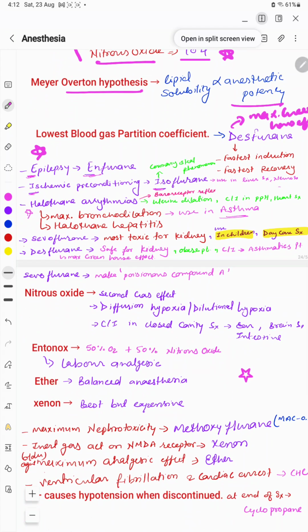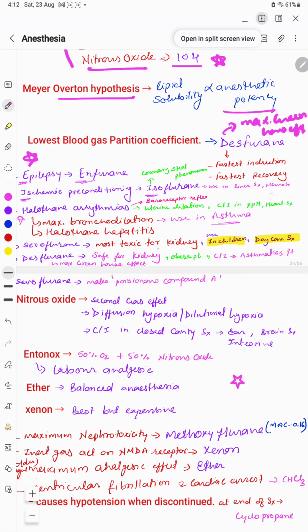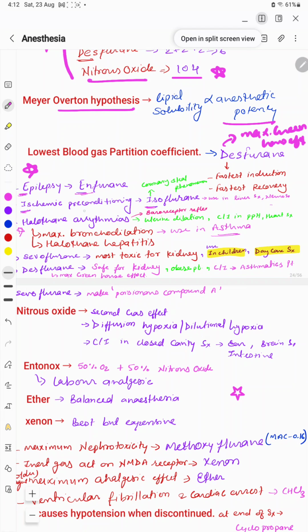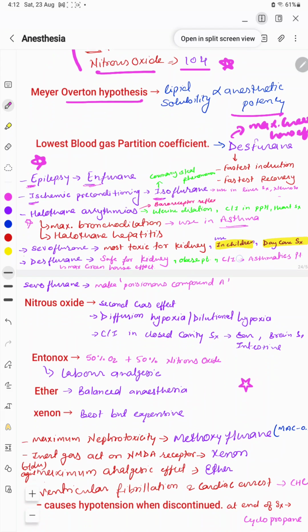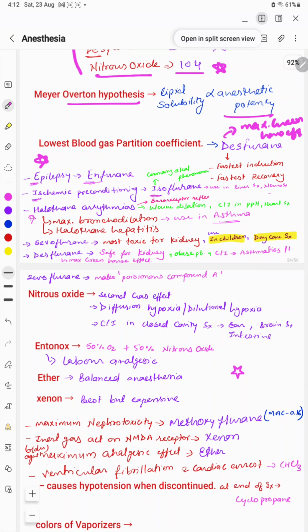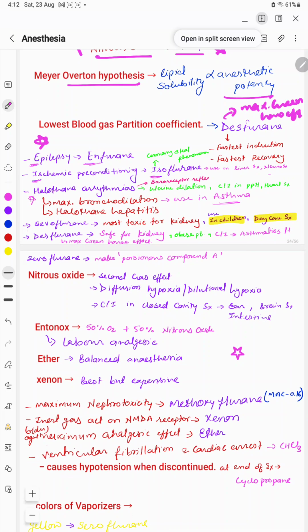Okay, sevoflurane is the most toxic for the kidney, but it is safe for the heart. So we will use sevoflurane for heart surgery. Okay, isoflurane, where do we use iso? Iso we also use for heart surgery, but when you have a choice between sevo and iso, you will always choose sevo, because you can remember it like safe. Okay, this fluorane is safe for the kidney and in obese patients, and contraindicated in asthmatic patients.